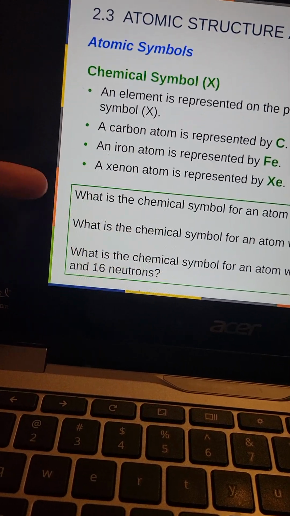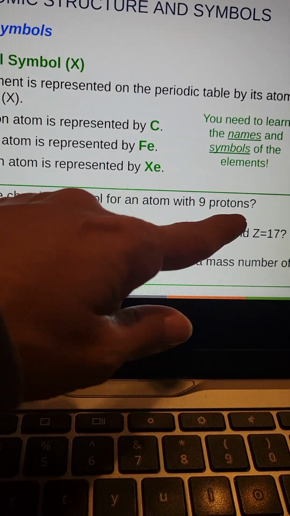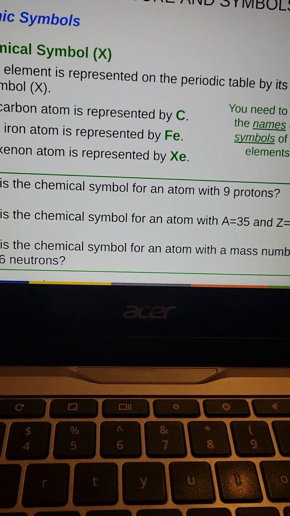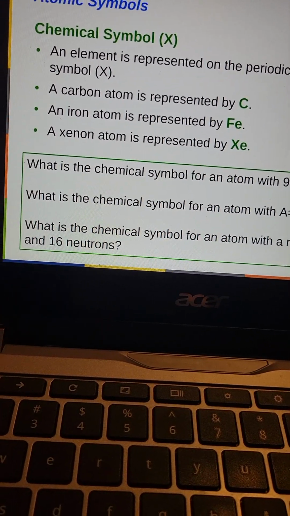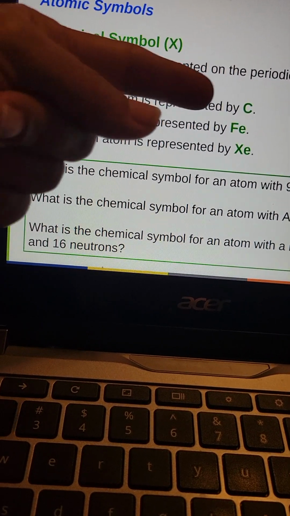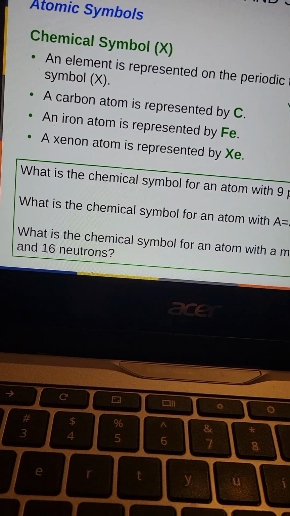So basically, what's the chemical symbol for an atom with 9 protons? If it's 9 protons, then it's number 9 on the table. So you just look up number 9 on the table, and you would write the chemical symbol. Remember, it's always going to be just one capital, or a capital and a lowercase, never 2 capitals.